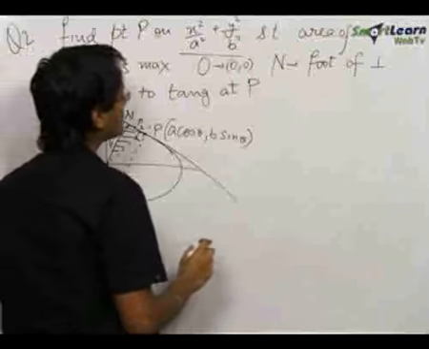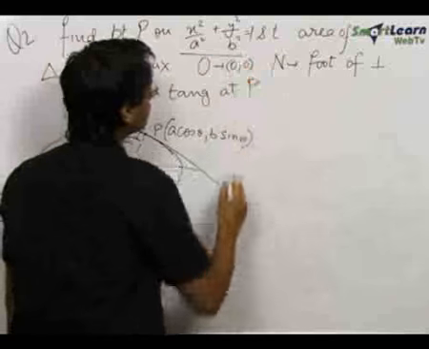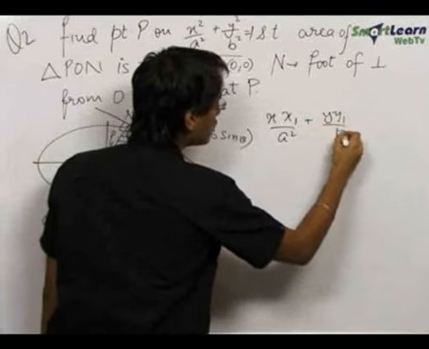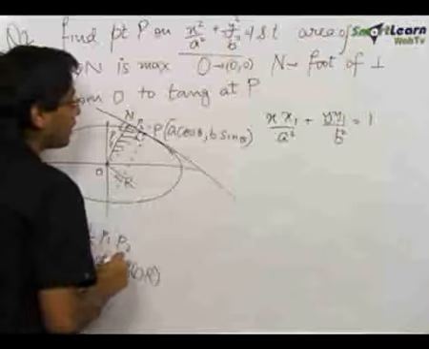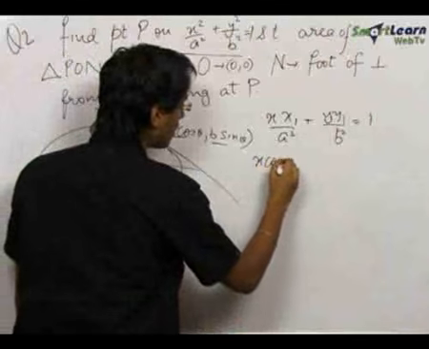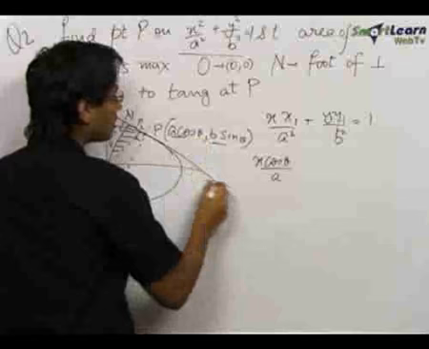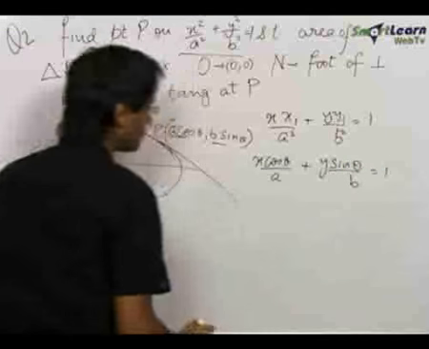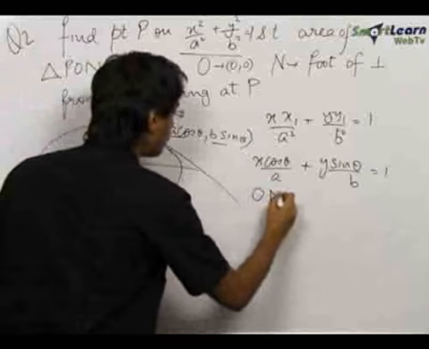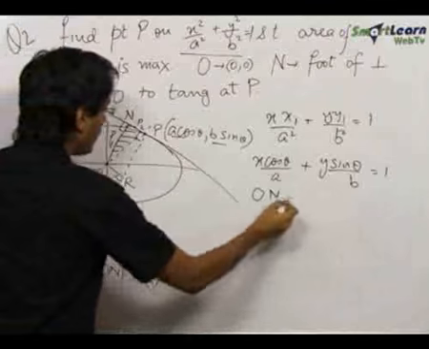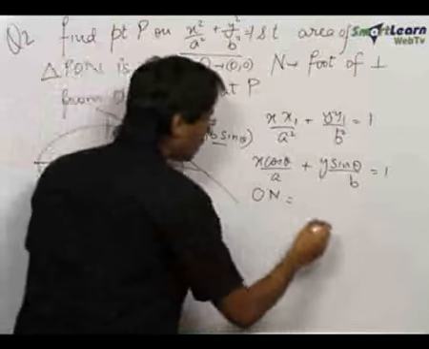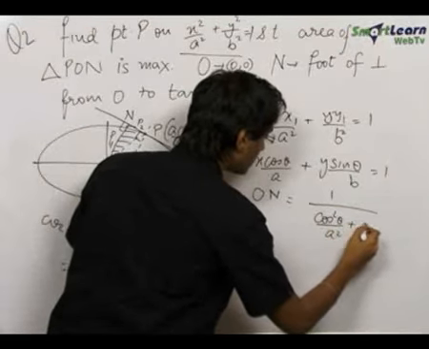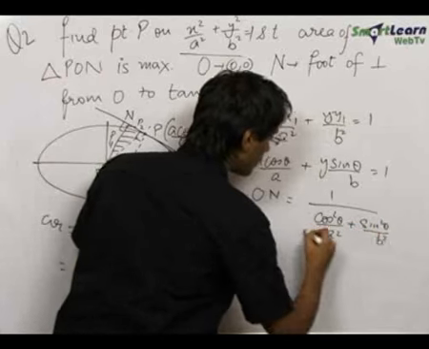Now for an ellipse, x square by a square plus y square by b square is equal to 1. The tangent can be written as x x1 by a square plus y y1 by b square is equal to 1, where x1 comma y1 is the point at which the tangent is made. On putting x1 as a cos theta and y1 as b sin theta, we get x cos theta by a plus y sin theta by b is equal to 1. The length of ON will be equal to the perpendicular dropped from this point O, that is 1 divided by root of cos square theta by a square plus sin square theta by b square.